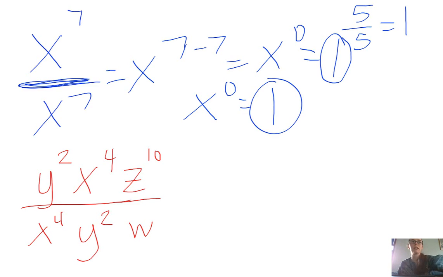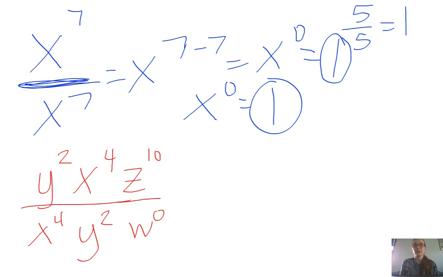Now, here we get a little bit more complicated. I have y squared times x to the 4th power times z to the 10th power, all divided by x to the 4th power times y squared times w. Now, it has division, so I can use the quotient rule, but I also know, actually I'm going to change this, sorry, w to the 0 power.